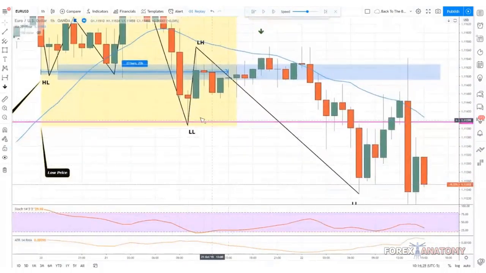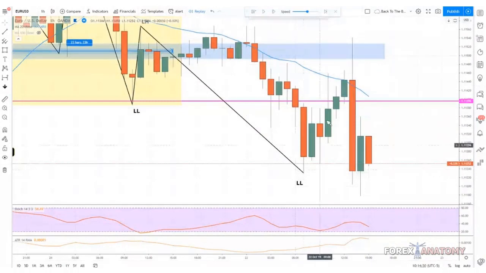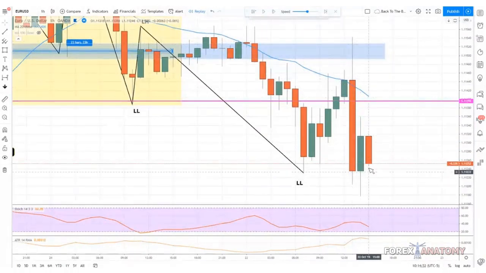For one, it broke this high. It broke this structure, and once it broke it, it pushed a little bit higher, but we can see that it tested this structure right here. But from there, we saw that price made a fall to the downside.